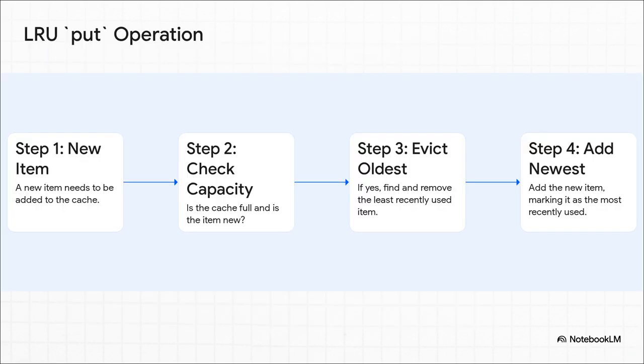So how does it do this efficiently? When you add a new item and the cache is full, you have to kick out the oldest one and then add the new one as the newest. The classic solution is a beautiful combination of two data structures, a hash map for instant lookups and a doubly linked list to quickly move items to the most recent position. It's the perfect team-up of speed and order.